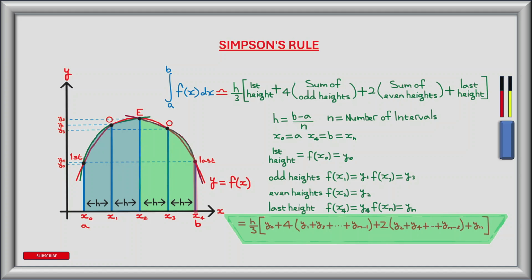The general form of the equation can be written as h divided by 3 multiplied into the first height y0 plus 4 times the odd heights, which range from y1 to yn minus 1, plus 2 times the even heights, which range from y2 to yn minus 2, plus the last height yn.